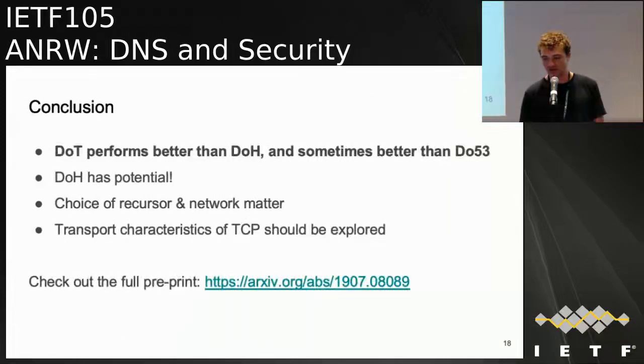So in conclusion, we seem to see that DoT performs better than DoH on average, and even sometimes better than DO53. But nonetheless, DoH has potential. Again, as I previously discussed, with potential improvements like server push, DoH could improve in performance quite significantly. The choice of your recursor and the network conditions matter, and we believe the transport characteristics of TCP should be further explored. Thank you, and you can check out our full preprint at the bottom with the arXiv link.